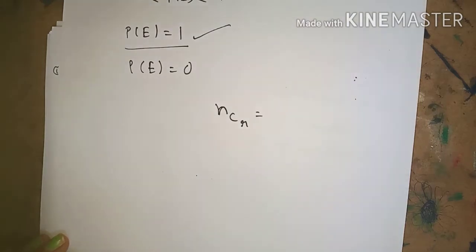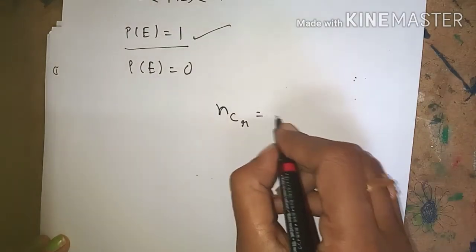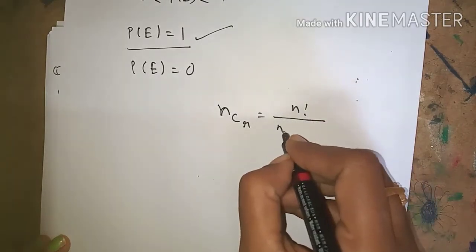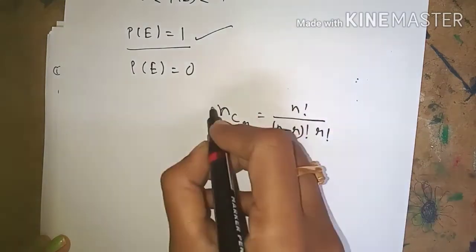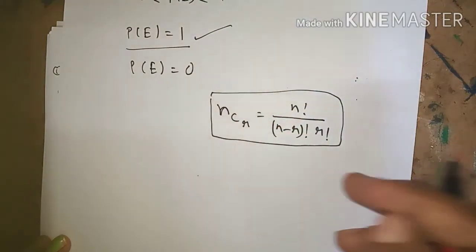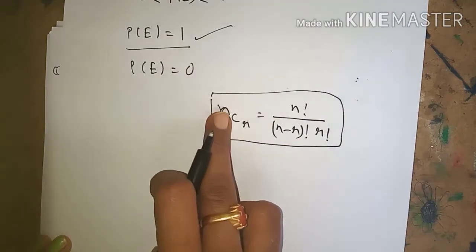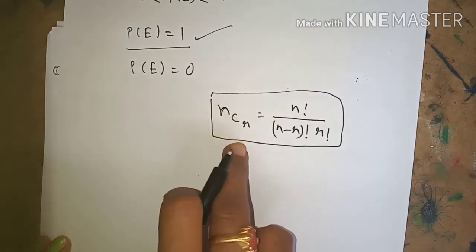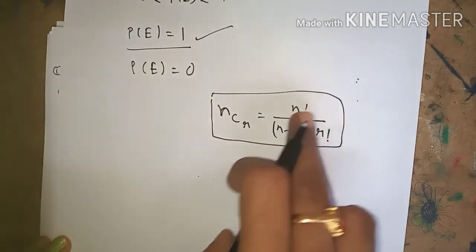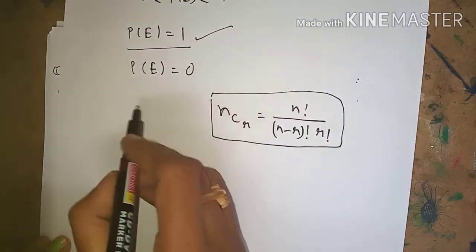We are drawing, selecting, taking, choosing, all are similar types of meaning. Whenever such words occur, you have to use the combinations formula. From n things, we can choose or select r things in nCr ways. nCr is equal to n factorial by (n minus r) factorial into r factorial. This is the combinations formula, about combinations.